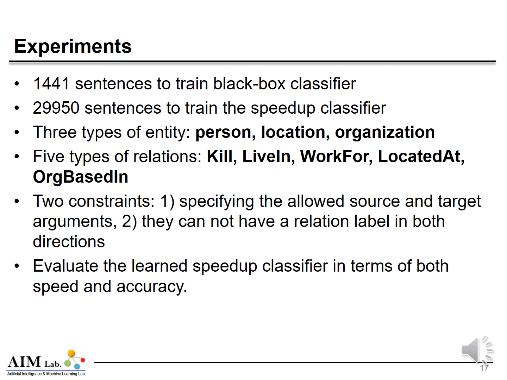And also, there are two constraints. The first one specifies the allowed source and target argument. For example, if the relation label is live-in, the source entity must be a person, and the target entity must be a location. And the second one is, for every pair of entities, they cannot have a relation label in both directions between them, which means one of the directions must be labeled as no relation.